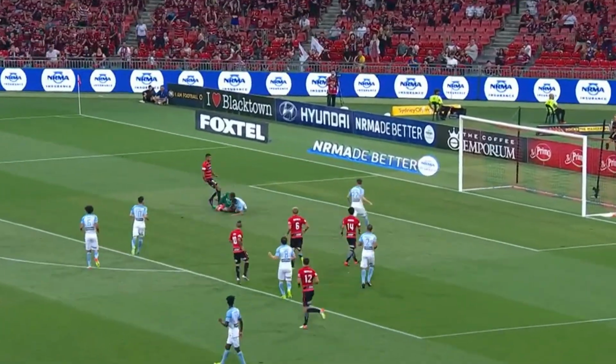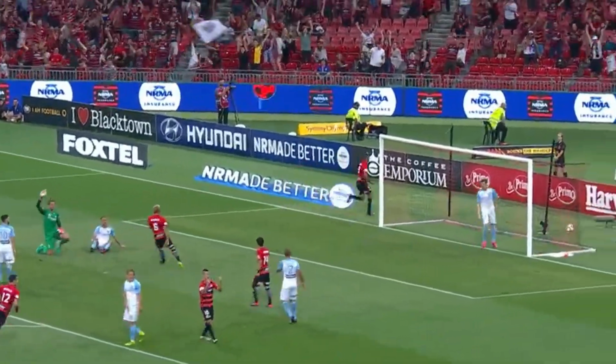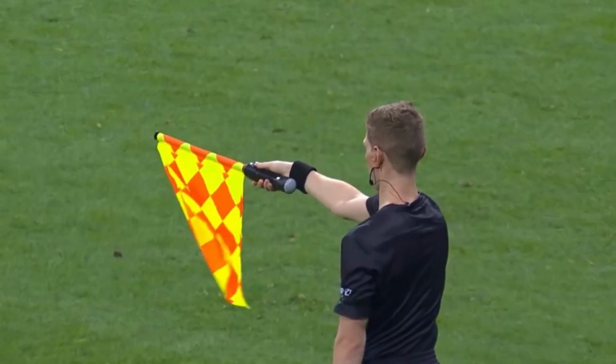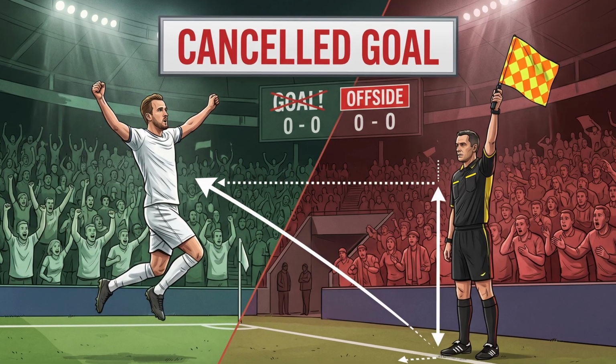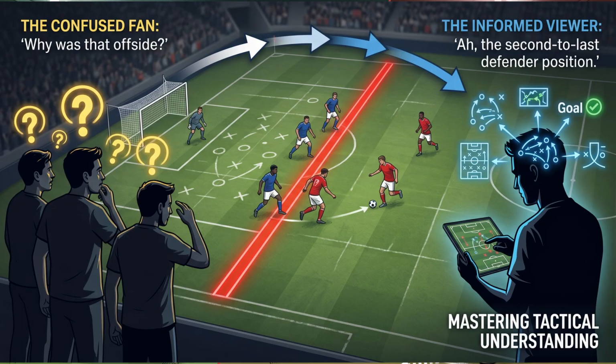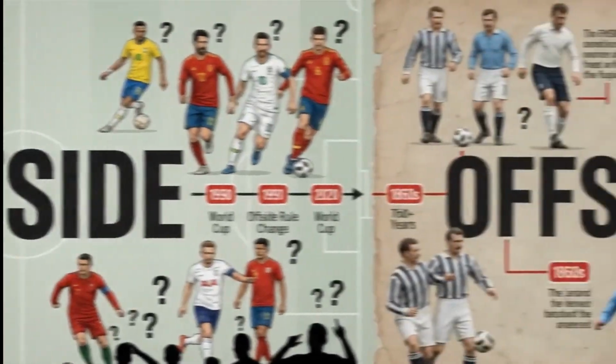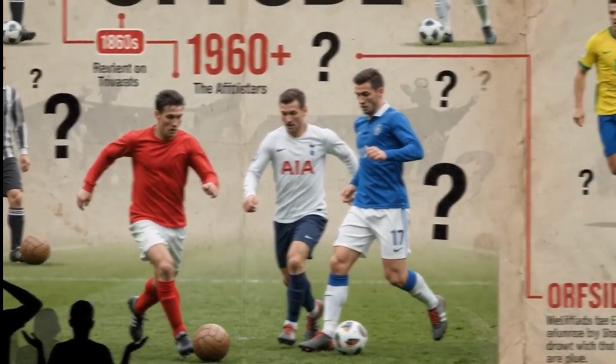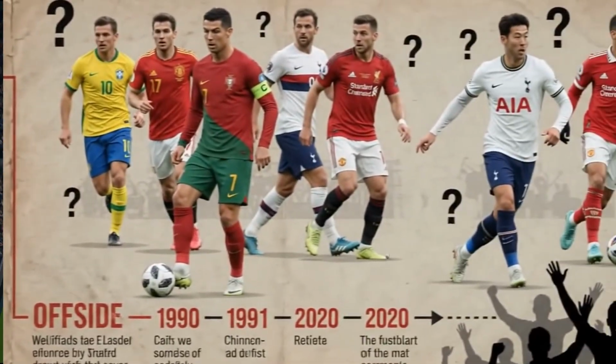Okay, so picture this. A player scores, the crowd explodes, people are hugging strangers, and then the flag goes up. Goal cancelled. Half the stadium has no idea why. That one rule? Offside. It's been confusing people for over 150 years, and by the end of this video, you'll understand it better than most lifelong football fans.